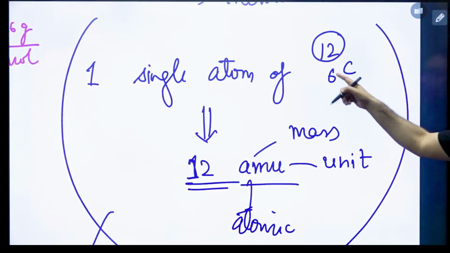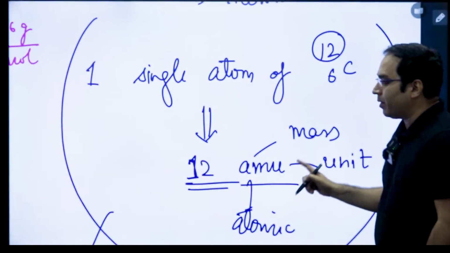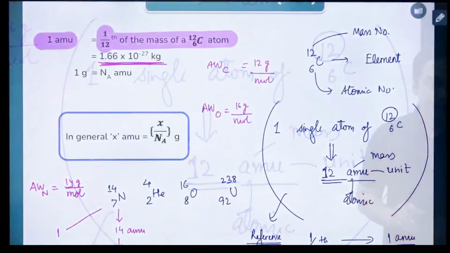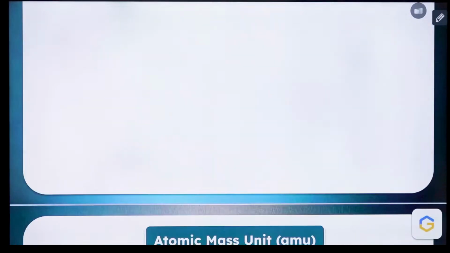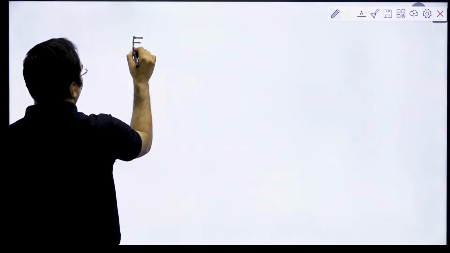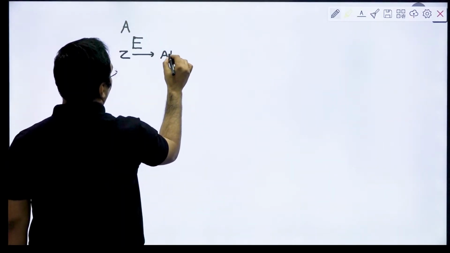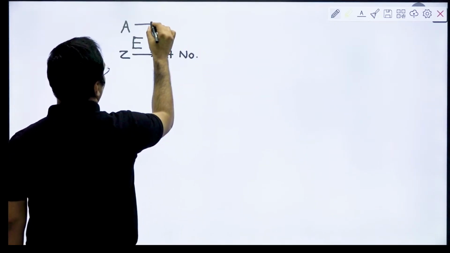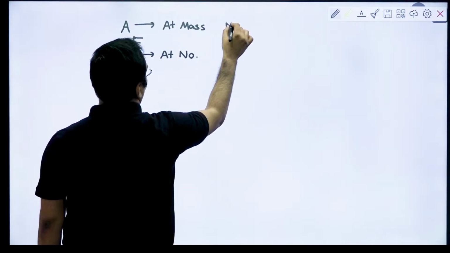Single atom 6C12. This 12 is what? This is called mass number, and 12 AMU, atomic mass unit, will be the mass of it. Fine? Atomic number is first. 6 is atomic number. 12 is mass number. Okay? So just to give you an idea, whenever you write any element, there are two numbers, Z and A. Z is atomic number and A is atomic mass, you can say, or mass number. Okay?